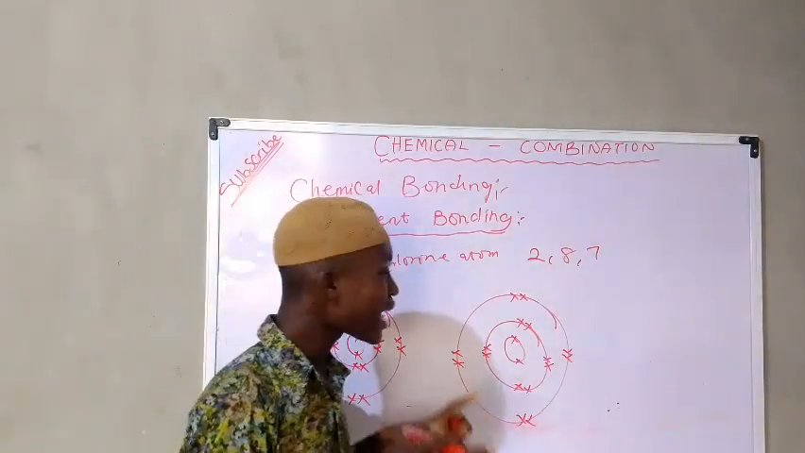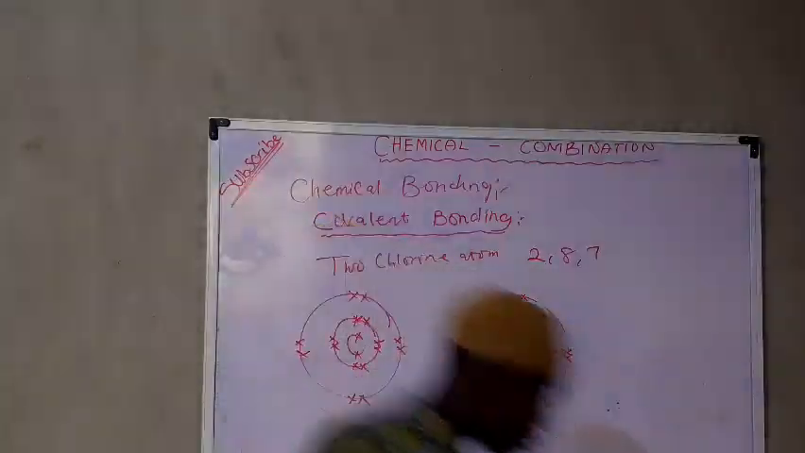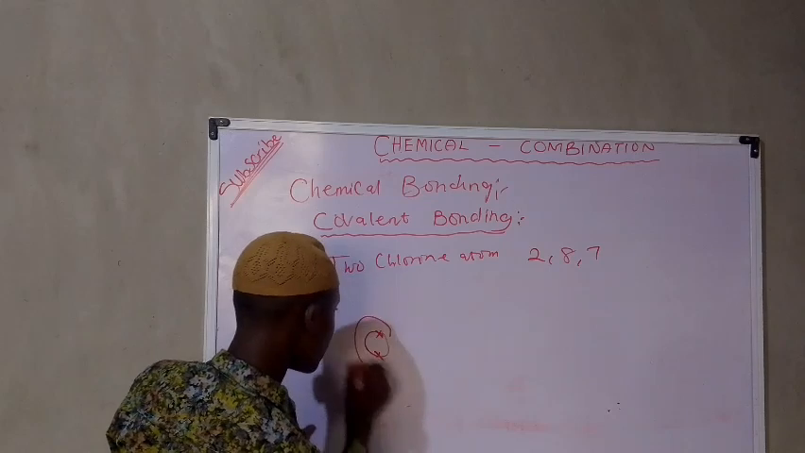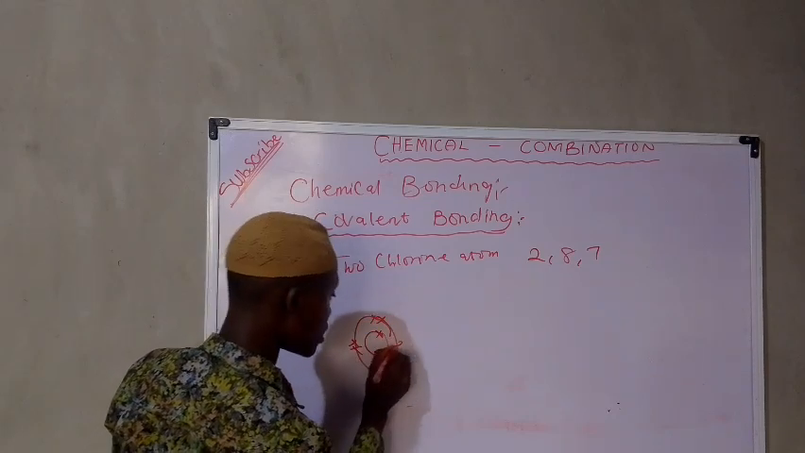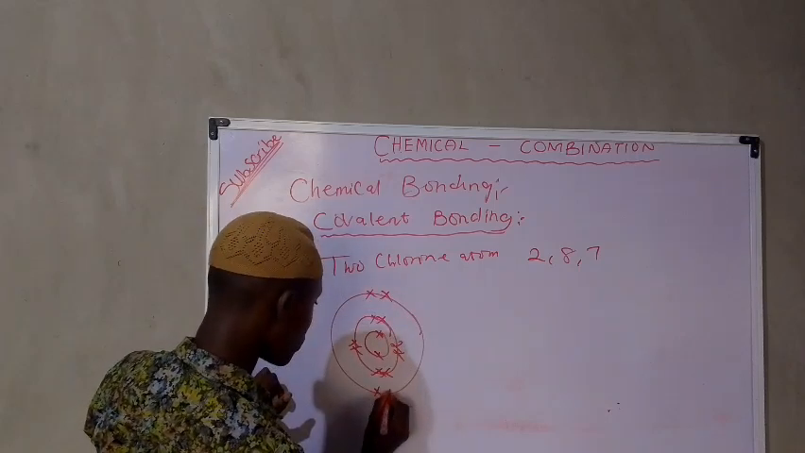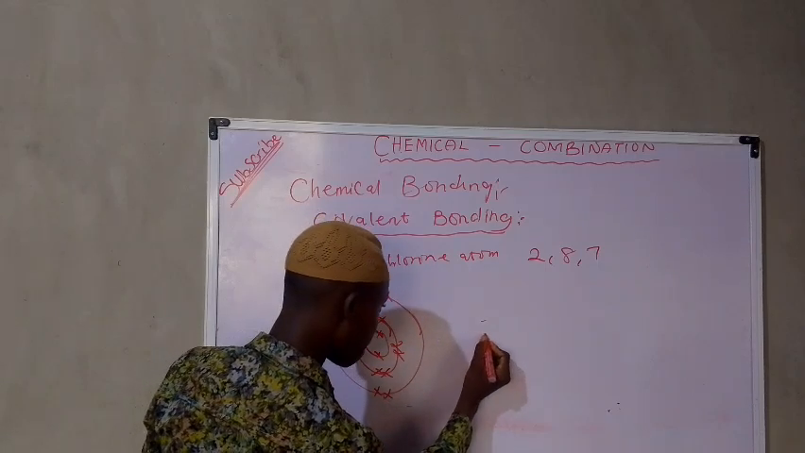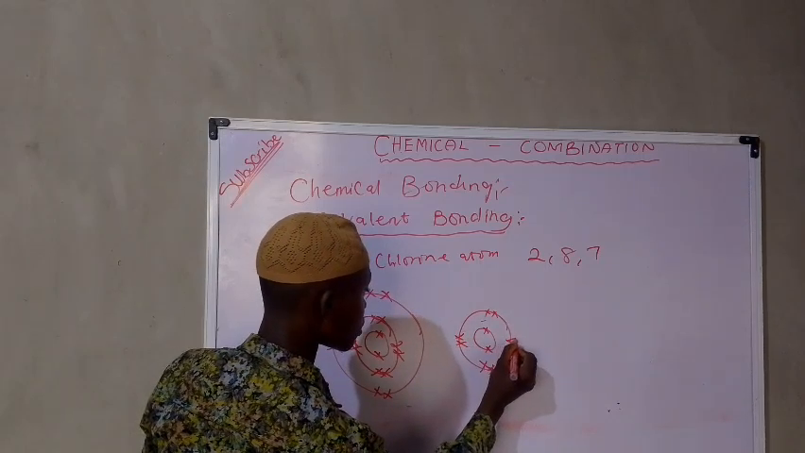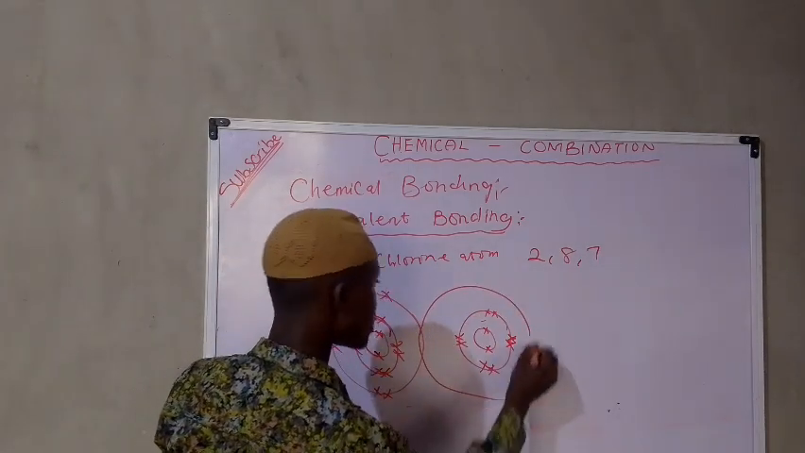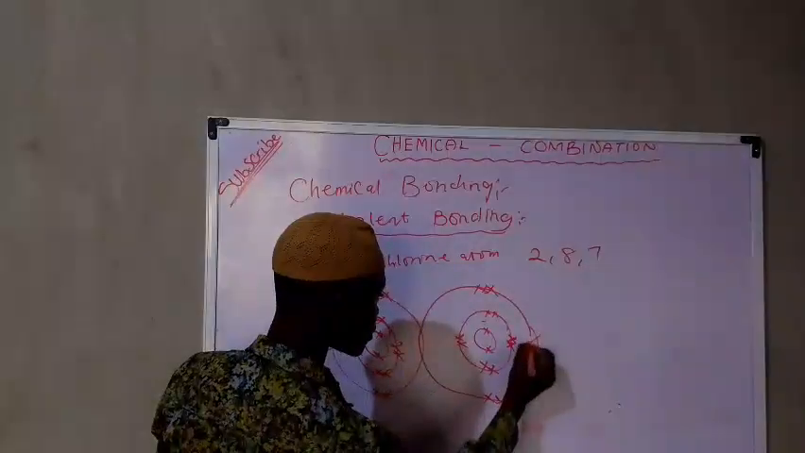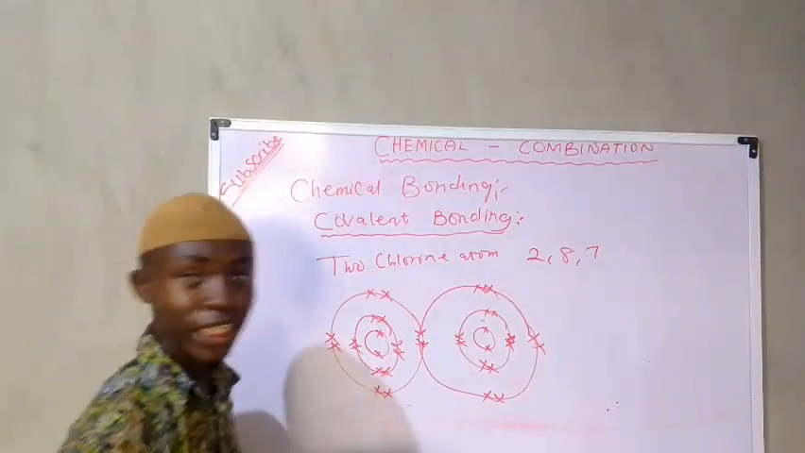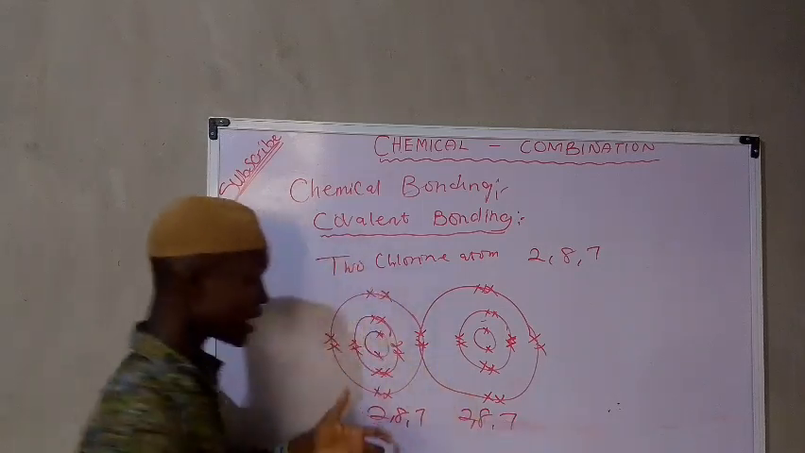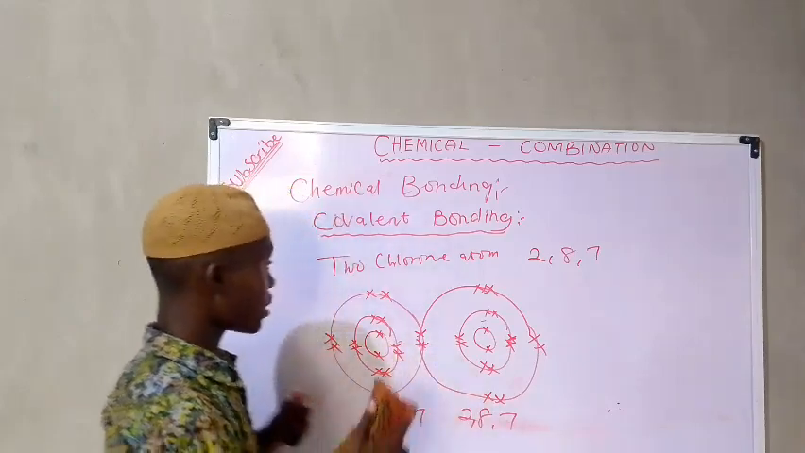Now, when two chlorine atoms want to share an electron, it becomes 8 electrons, 8 electrons, 8 electrons, with 2 electrons in the inner shell of each. You can see they are sharing the same electron. They are sharing the same electron. That is simply the explanation for covalent bond.